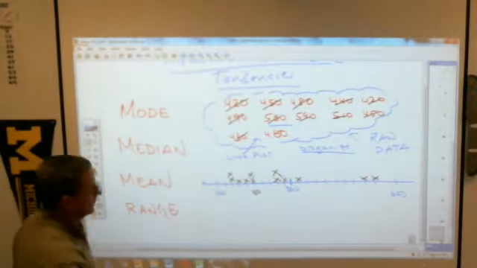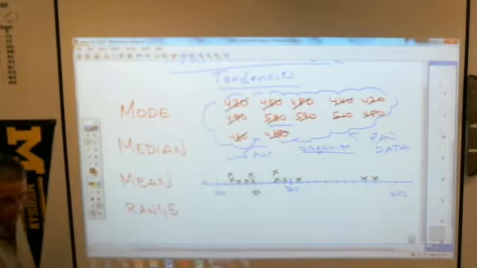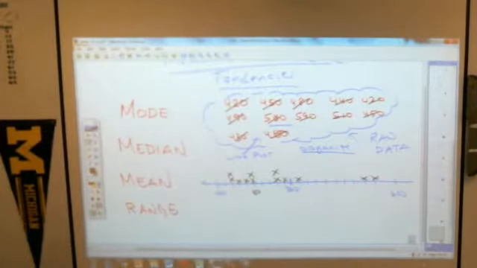Did I get all the numbers from the book put in there? You kind of follow along. 2, 4, 6, 8, 10, 12. Do I have 12 there? Yeah.